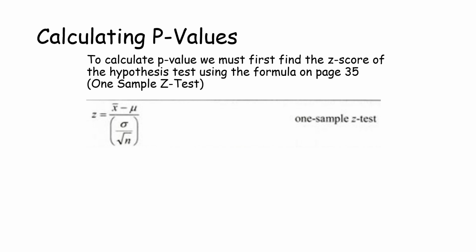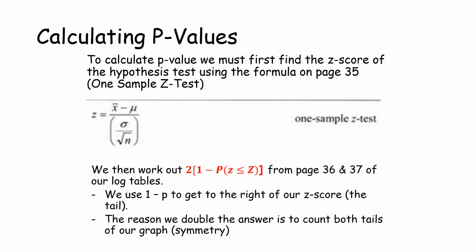So we've seen this a few times now. And then we work from our tables and we work out 2 times 1 minus the probability that z is less than or equal to the z that we've just worked out. So from page 36 and 37, our log tables, we know that we have the standard normal tables. We're going to use 1 minus the probability to get the right of our z-score, so to get the tail, and we're going to multiply it by 2 because we want to double it. So remember, our rejection regions, plural, they are each of the tails. There's 2.5% in each tail, so to get our 5% we would have to double one of the tails. Now if that seems like I haven't a clue what's going on, that's absolutely fine. Wait till you see the example and hopefully it will make more sense.